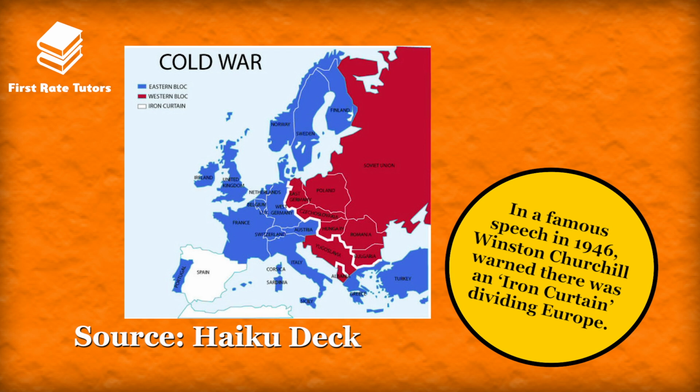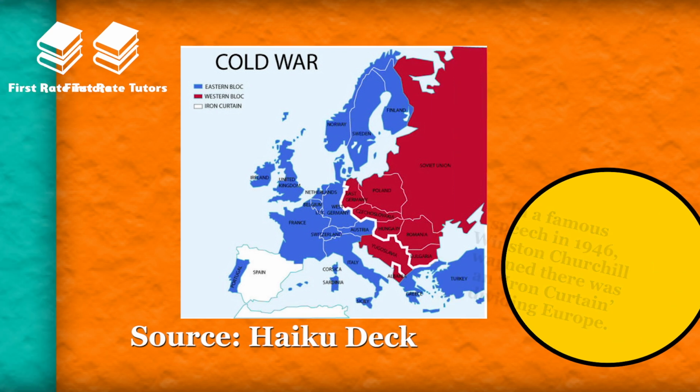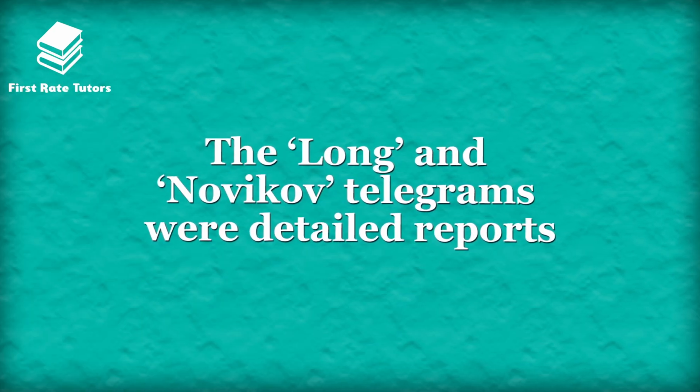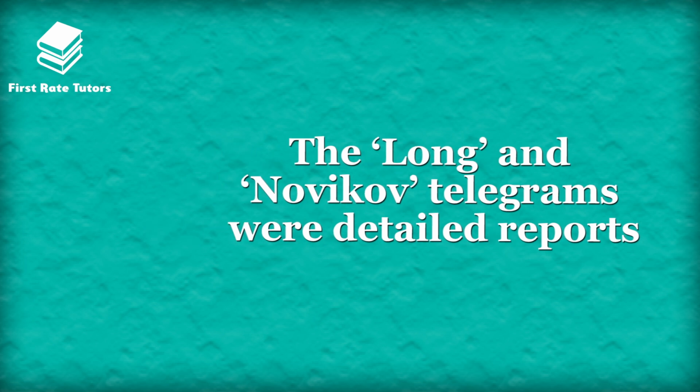There was also mutual suspicion. The Cold War was really a period that developed because of international tension, with each side suspicious of the other, each side, of course, being the USA and the USSR. Another thing to be aware of is the Long and the Novikov telegrams, both of which were detailed reports.